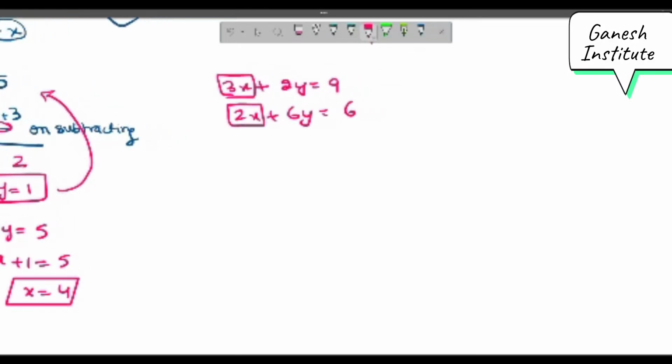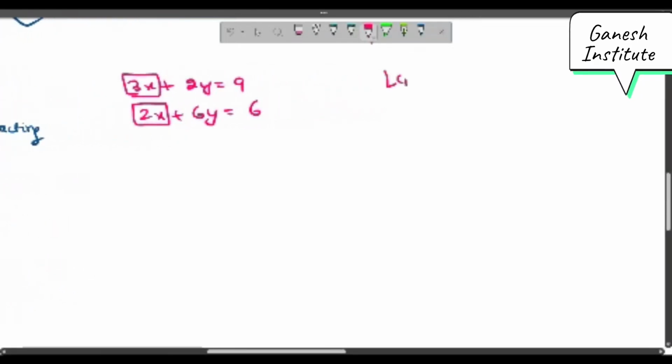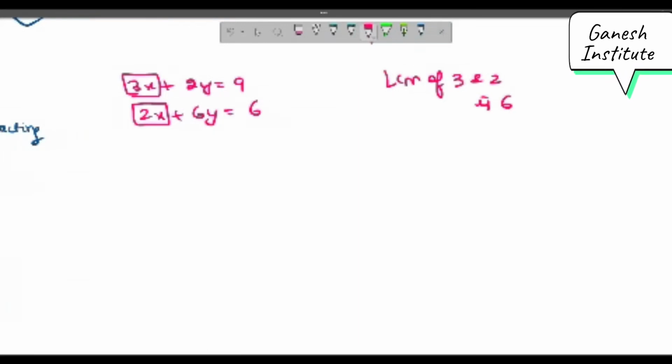So what you can do is take the LCM of these two. I know this is 6, right? So how can I make both of them 6? Well, multiply this equation by 3, and this one by 2.